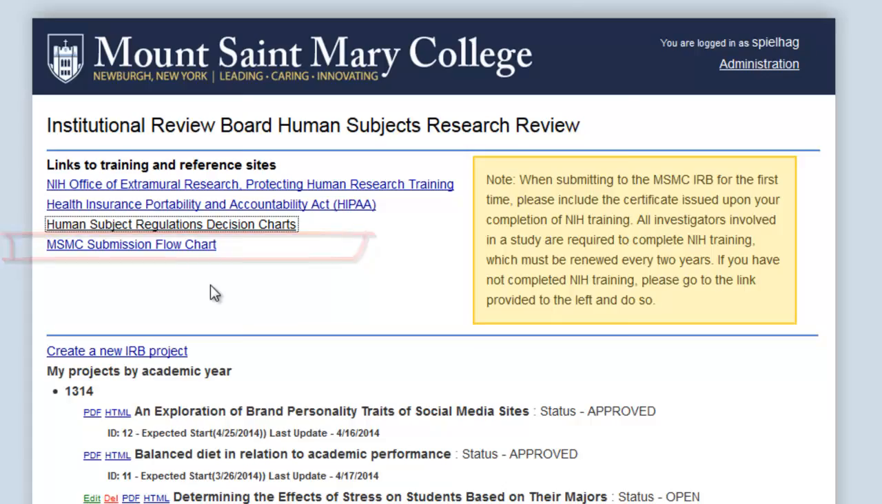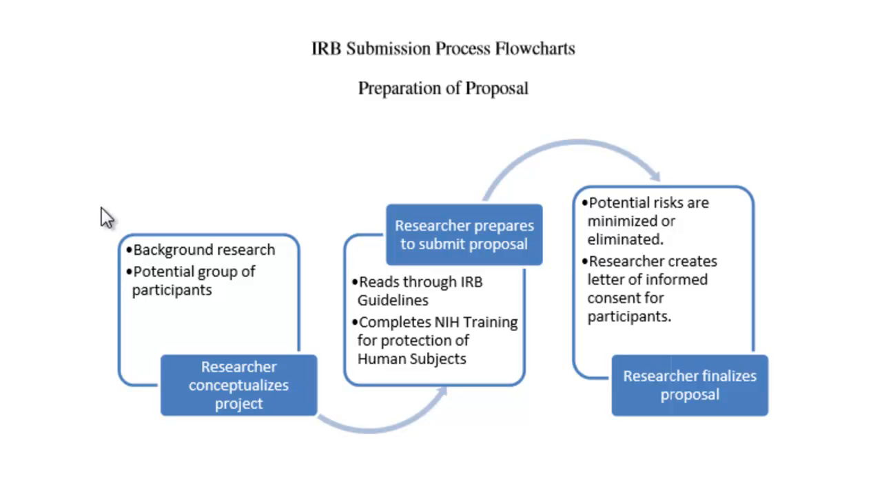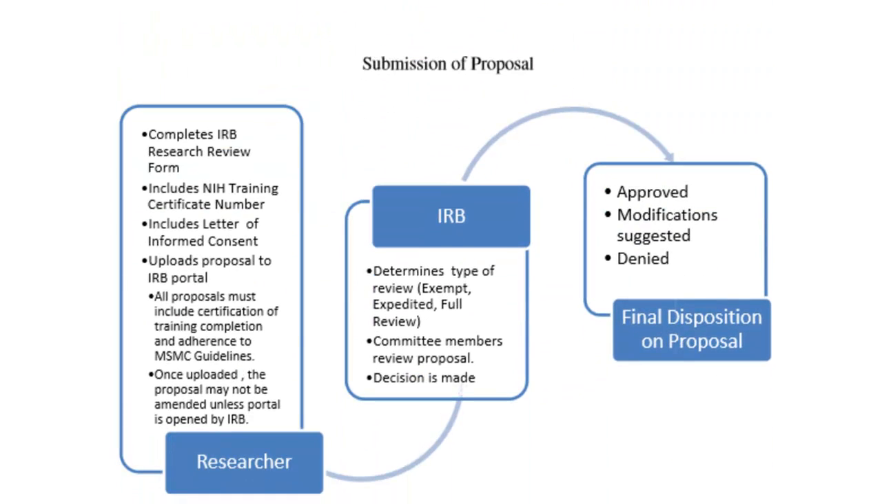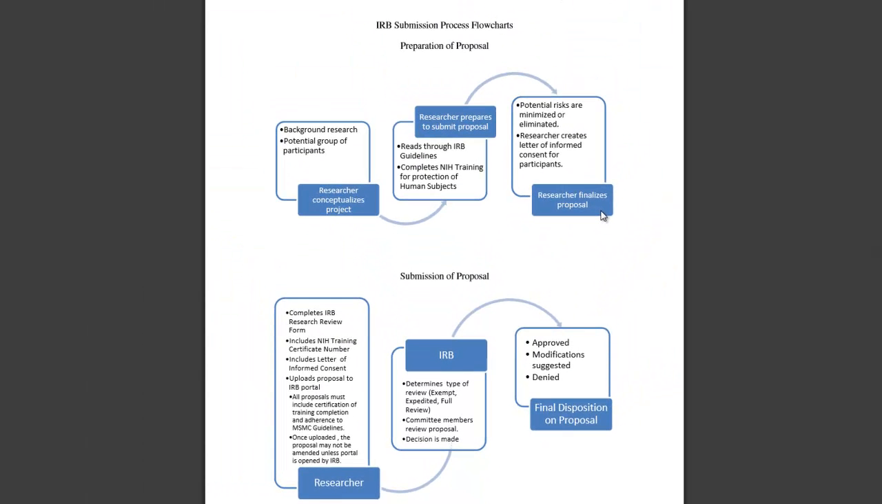The final link I want you to see here is the flowchart that we created to show you how your process goes. So basically, you prepare your proposal. We decide what we're going to do. We read through the guidelines, complete our training, and we make sure we have finalized the proposal and minimized the risks, created a letter of consent, and so forth. Remembering here that you're doing this in a Word document so that it makes the upload more efficient. Then you submit your proposal, you go through, you complete the form, you include your NIH training, include your letter of informed consent, and you upload to the portal.